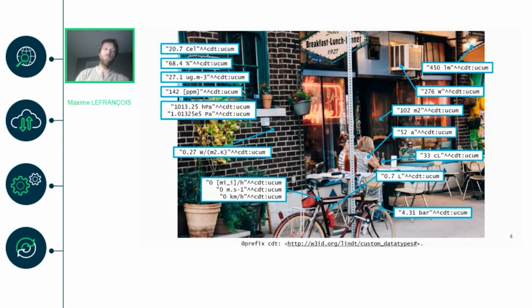So using CDT-UCUM, what we can do is talk about all the quantity values that surround us. Like we can talk about Celsius, we can talk about Kelvin for the temperature. We can just use percent if you wish to, or use micrograms per cubic meter.